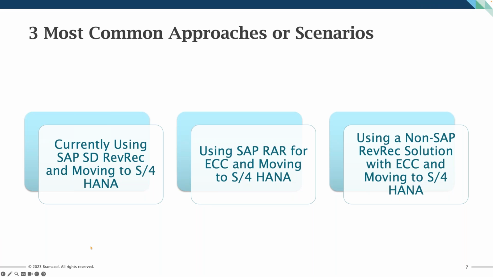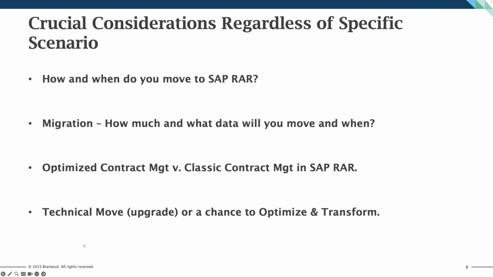Jacek, one of the things that you and I talked about early on, and we see, is there are 4 major areas of consideration regardless of any of those specific scenarios. Every one of those specific scenarios, which we'll dive into, has its own unique characteristics, but each one has all of these. So maybe we can dive into one of them that comes up when you and I talk: how and when do you move to RAR? What does that mean, Jacek?